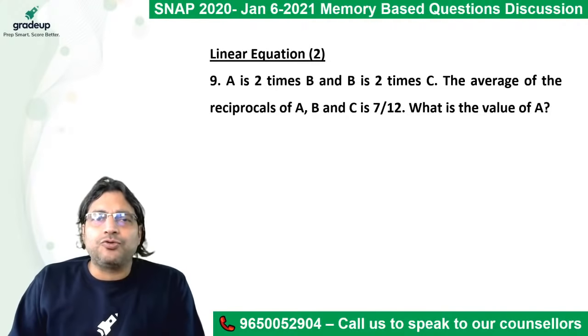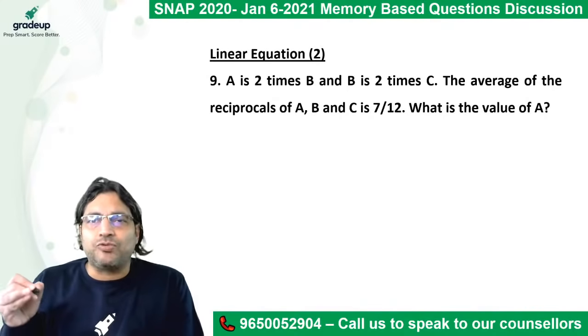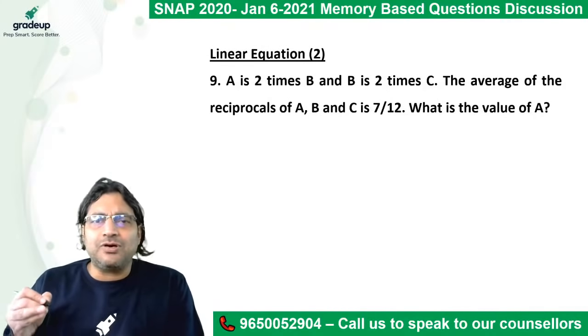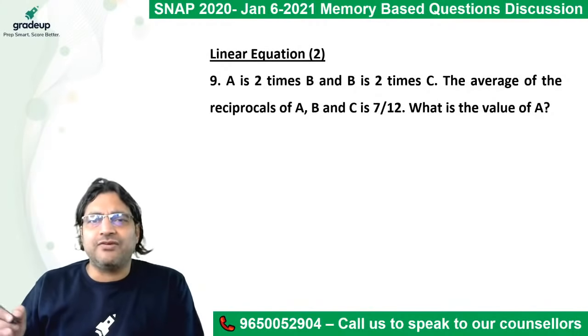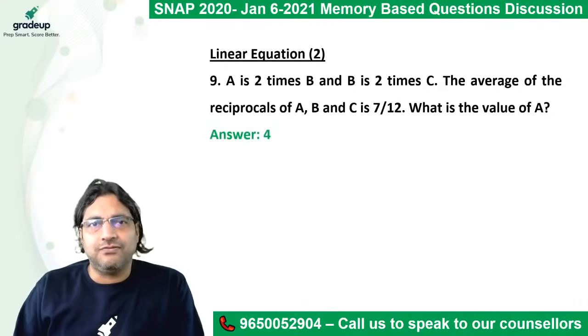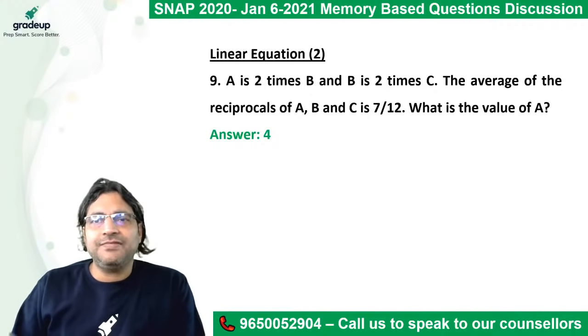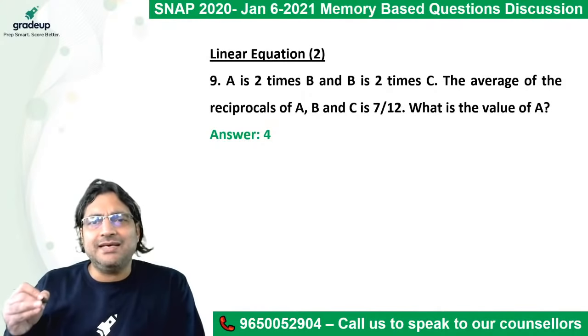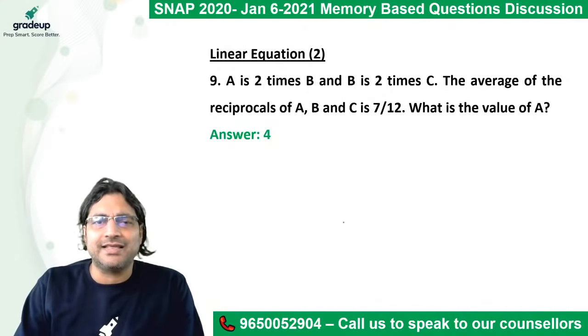Okay, linear equation 2. A is 2 times B and B is 2 times C. The average of reciprocals of A, B, C is 7 by 12. What is the value of A? And the answer was 4. If the average of the reciprocals of A, B, and C is 7 by 12, their sum would be 3 times 7 by 12. So you can very easily get this.